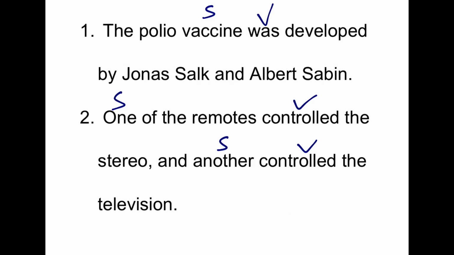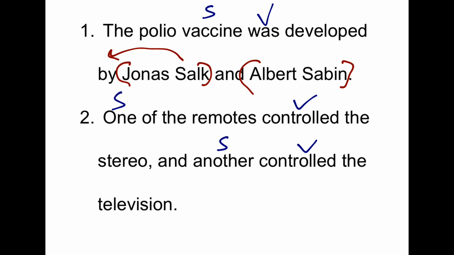In number 1, vaccine was, that's the only subject and predicate pair. And we see Jonas Salk and Albert Sabin, and we might think these are 2 different nouns or subjects, and that could confuse us into thinking there's another clause, but in fact these are both objects of the preposition by. So we know that this sentence is actually simple because there's only one independent clause.